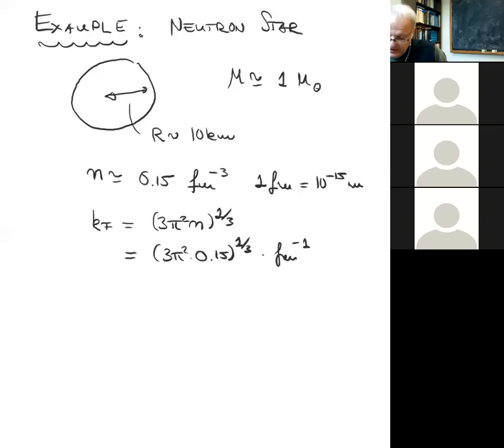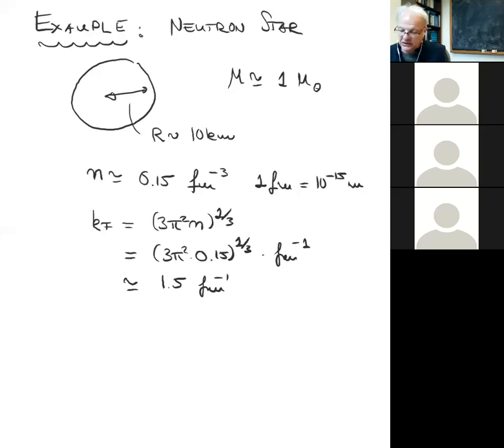So 3 pi squared, well, pi squared is roughly 10. So this is 1.5 times 3, that's about 4.5. And I don't know, what's the third root of 4.5? That's 1 and a little bit. So we don't want to be super precise here. It's something like 1.5 Fermi to the minus 1.